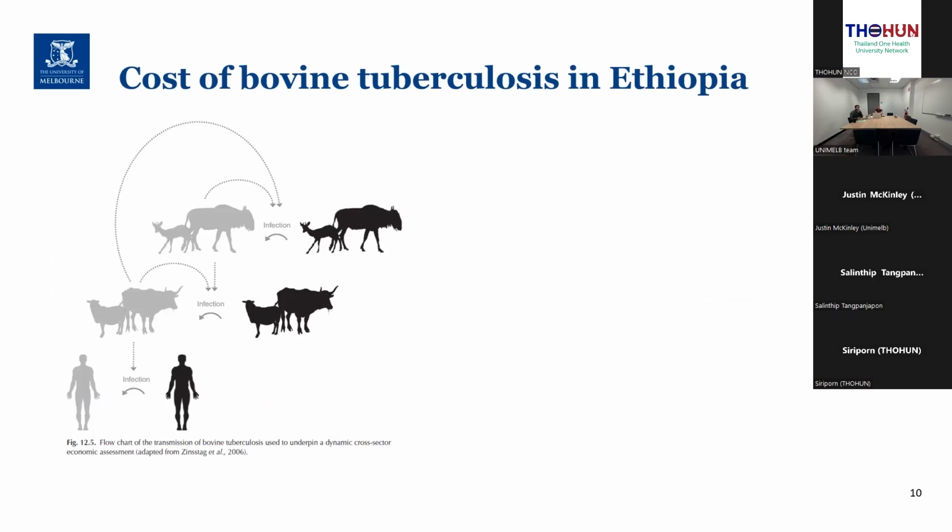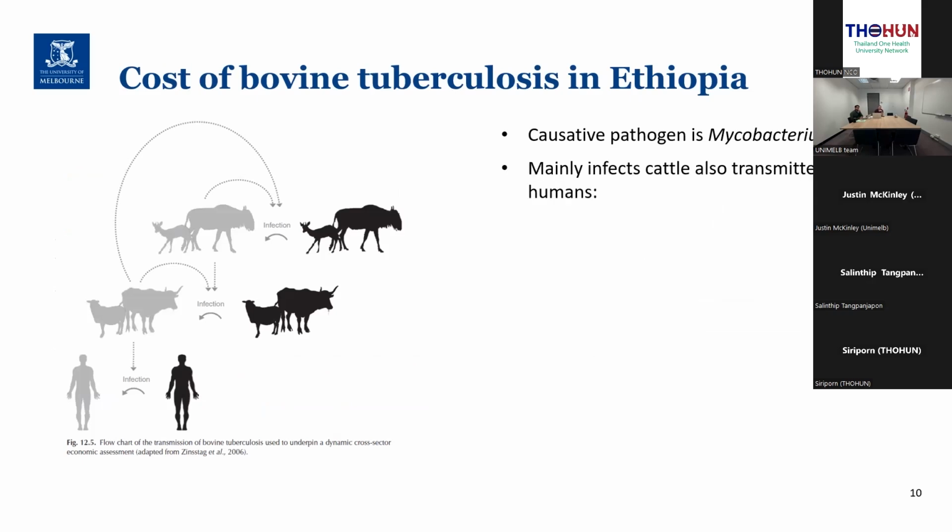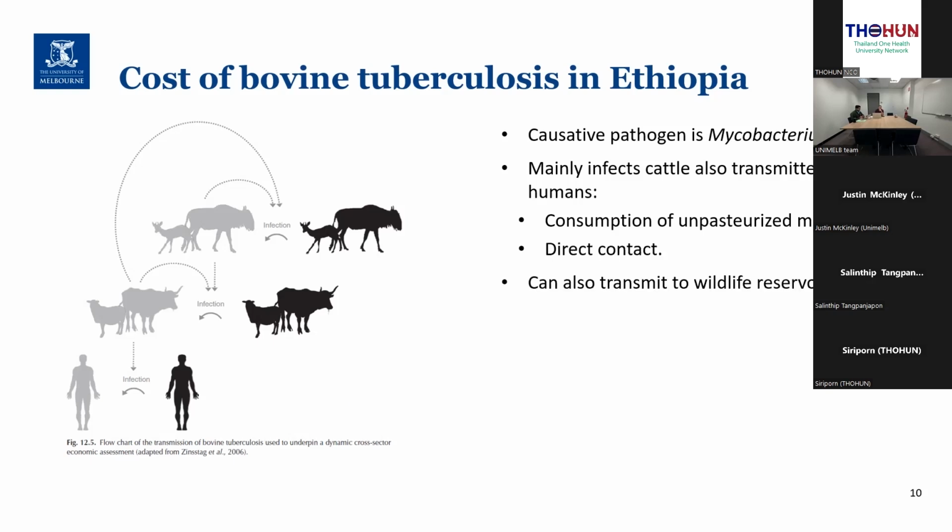Okay, so I believe this is our third. This is the cost of bovine tuberculosis in Ethiopia. It's caused by a pathogen, Mycobacterium bovis, and it mainly infects cattle, but it's also transmitted to humans. This happens through the consumption of unpasteurized milk and also direct contact. And we can also see that it's transmitted into wildlife reservoirs.